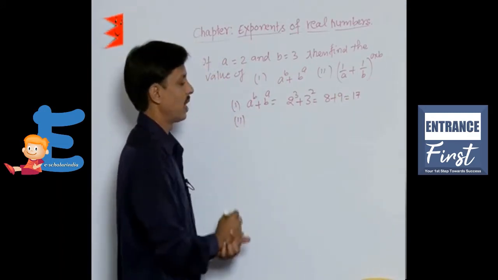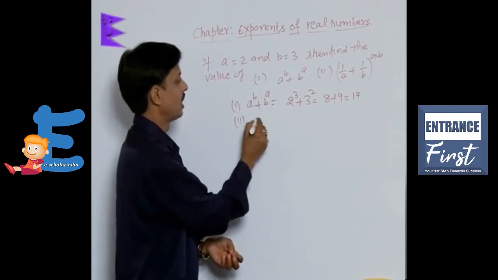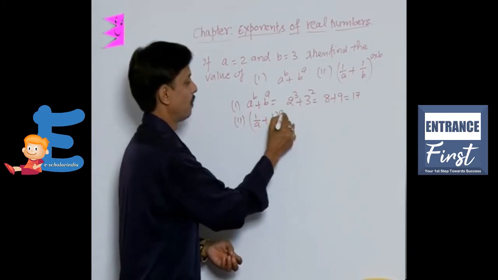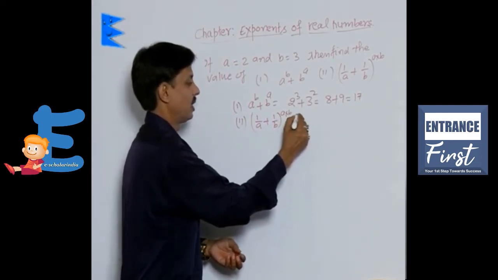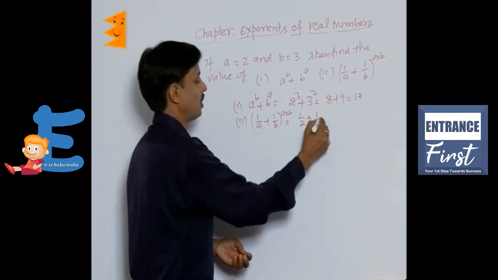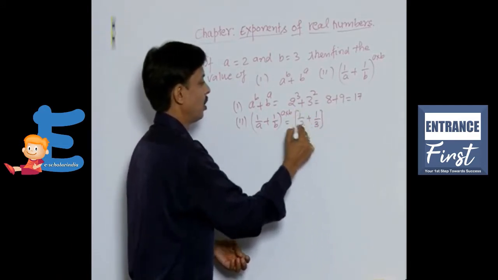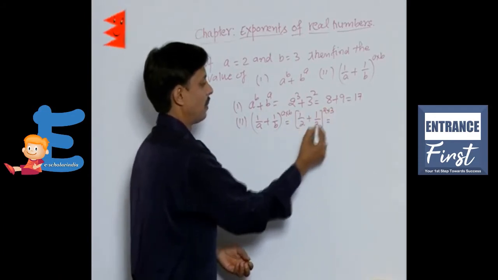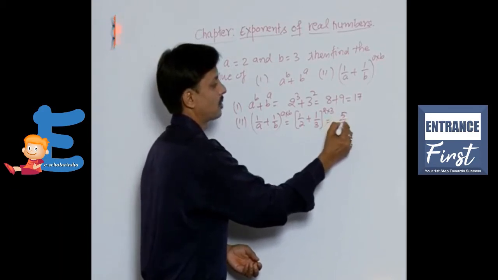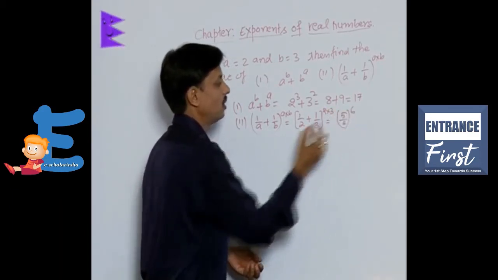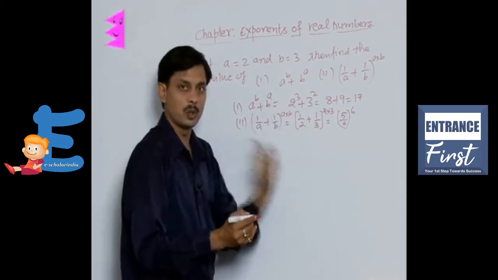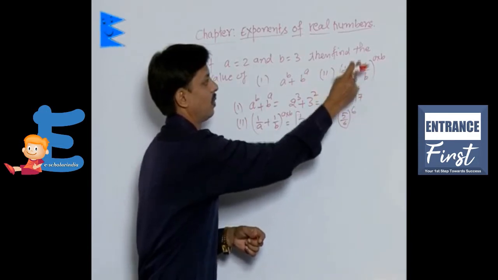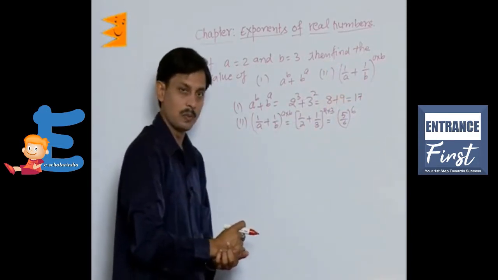If I tell you about the second part, for getting the answer of the second part, 1 upon a plus 1 upon b, that whole raised to the power a into b, I can say 1 upon a means 1 upon 2, 1 upon b means 1 upon 3, whole raised to the power a into b means 2 into 3. The answer of 1 by 2 plus 1 by 3 becomes 5 by 6, and that's to the power 6. 5 by 6 raised to the power 6 is the answer of our 1 upon a plus 1 upon b whole raised to the power a cross b.